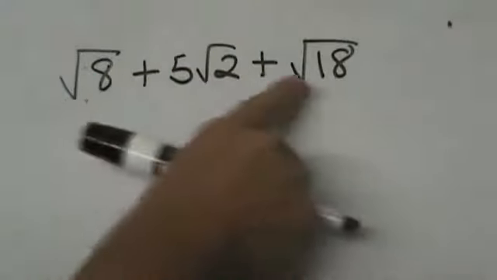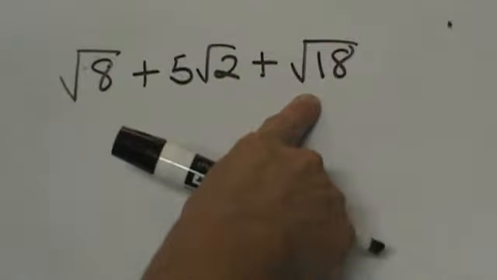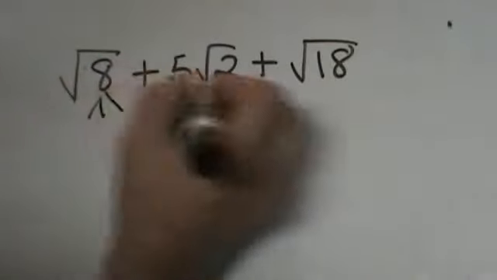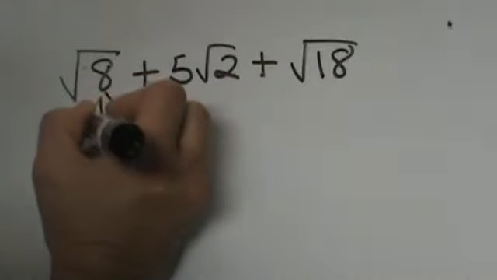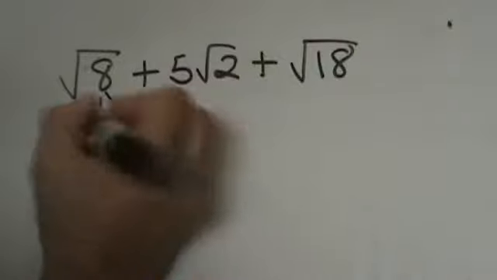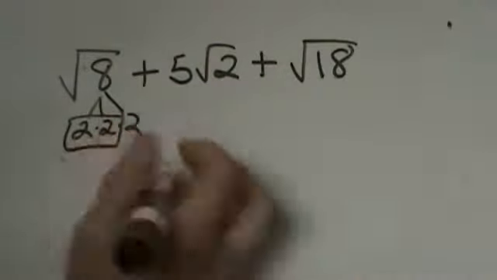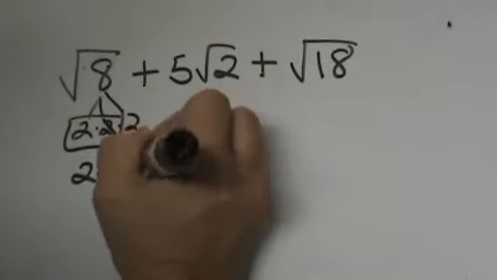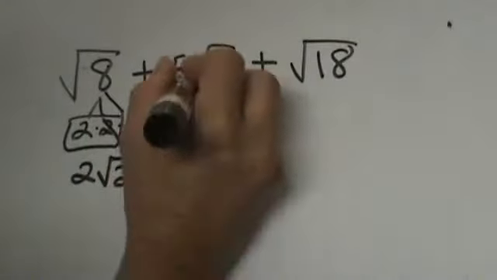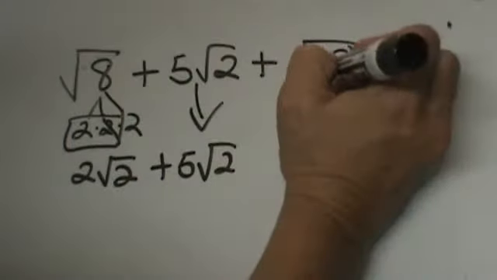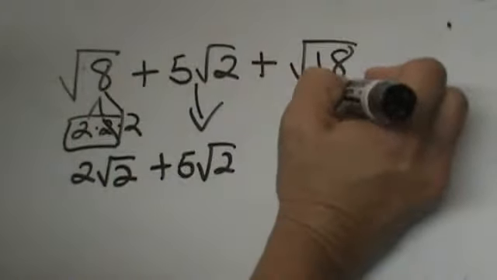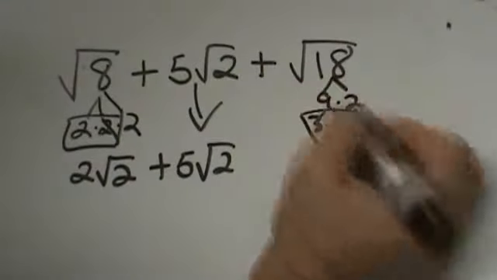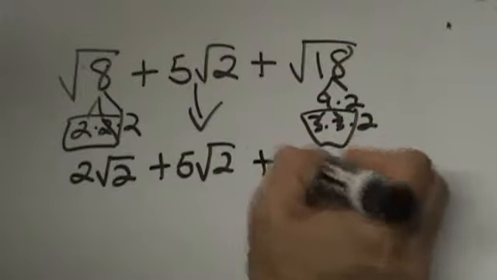But notice 8 and 18 are both composite numbers. So I'm going to take 8 and 18 and break those down. So 8 becomes 2 times 2 times 2. Since I'm taking the square root, I'm going to take a pair out. So I have 2 square root of 2 plus 5. So let's just bring that plus 5 root 2 down. And let's take 18. 18 breaks down to 9 times 2, or 3 times 3 times 2. Again, I have a pair, so I'm going to take a 3 out.